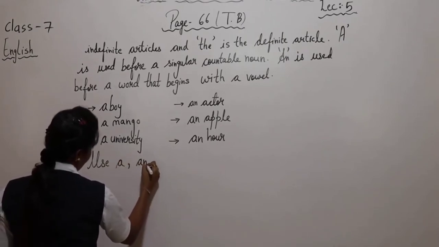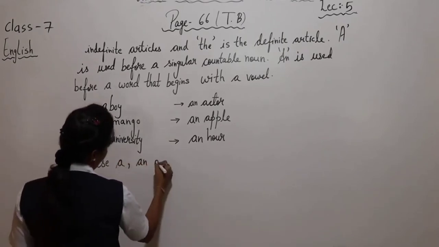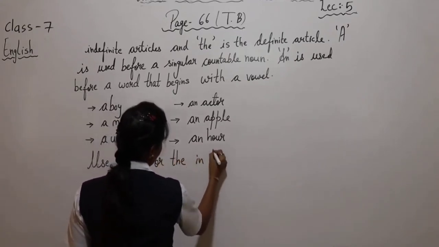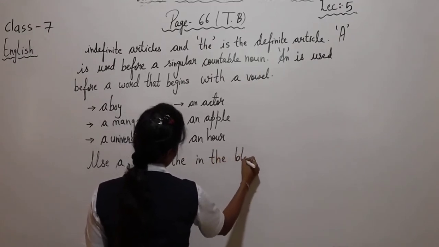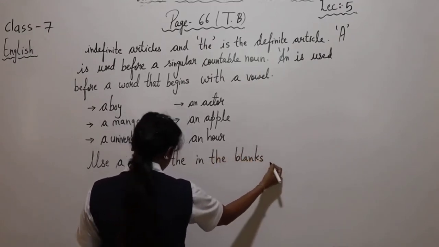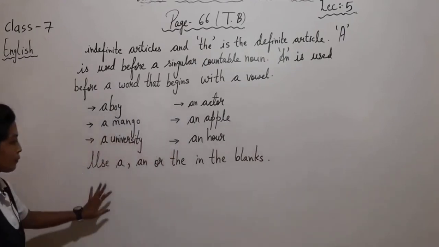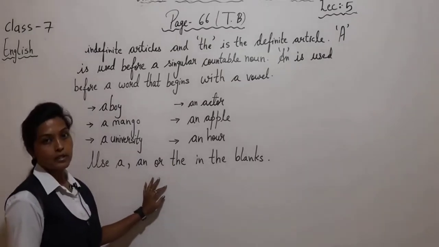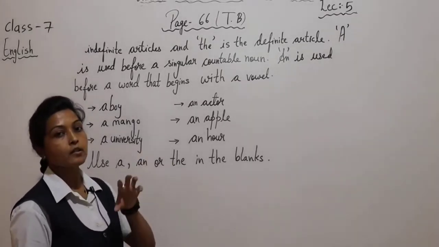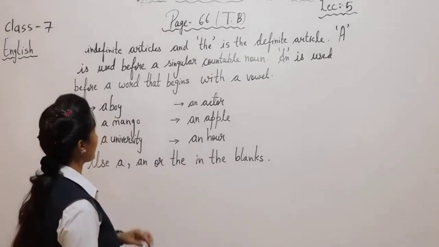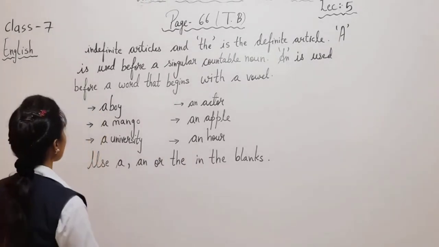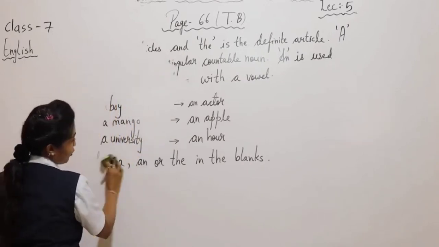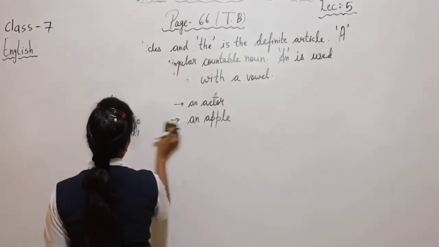Now start with one line that is given, write down: use a, an, or the in the blanks. Clear? So in the blanks we have to use a, an and the to fill the blanks according to the need of the given sentences in that whole paragraph. Okay. Now I am going to write the paragraph over here, so you people also start writing with me. You have to write down everything in your notebook.